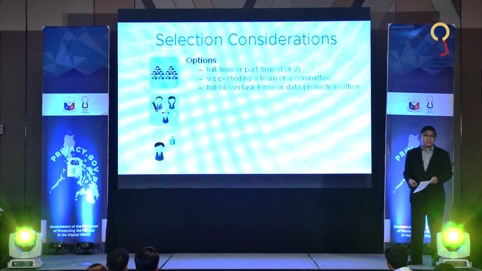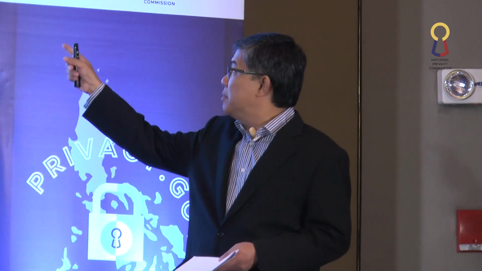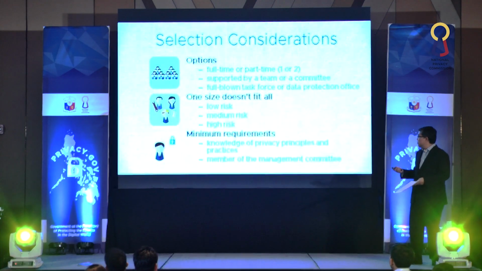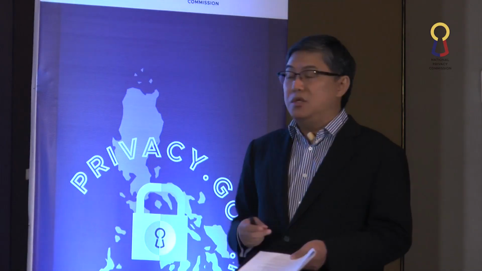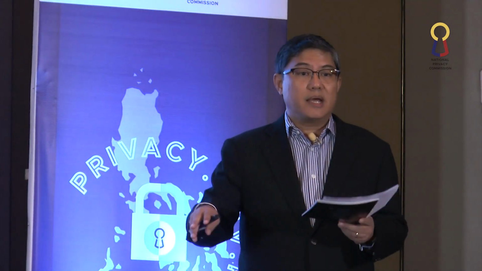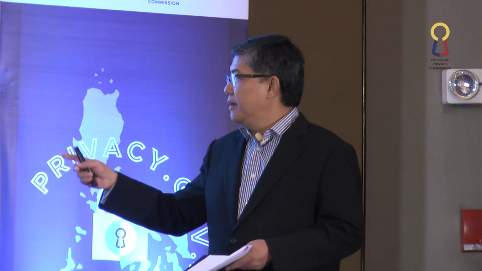And in some cases, like maybe the COMELEC, which suffered that breach. If you think about it, COMELEC is the only agency that has biometric data of 55 million Filipinos, right? That means that they should probably even have a data protection office. One size doesn't fit all, so it really depends on whether you're low risk, medium risk, or high risk. And on the next slide, I'll give you a very quick way to determine whether you're low, medium, or high.